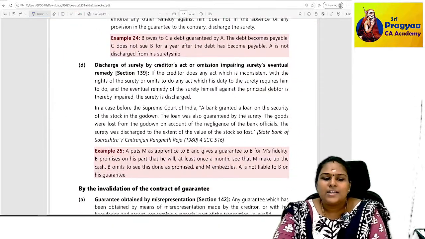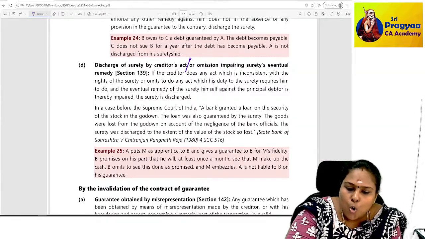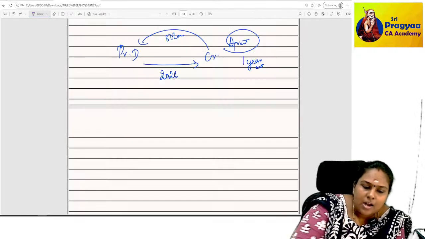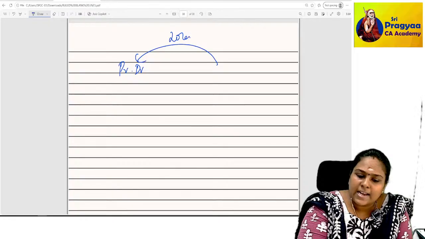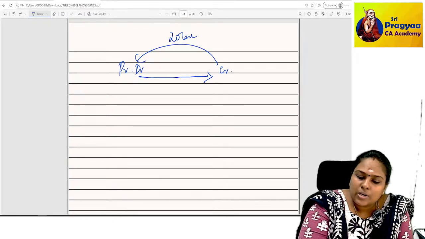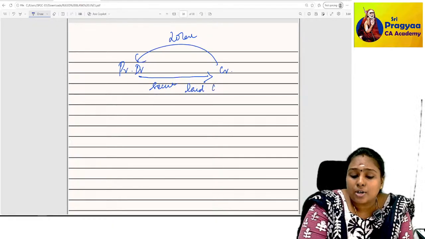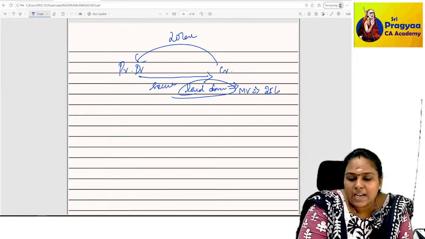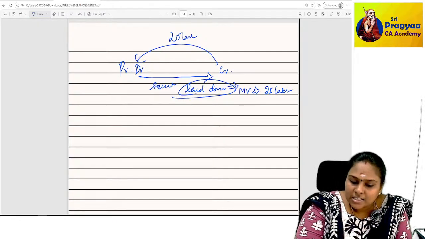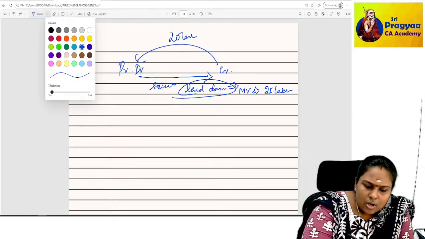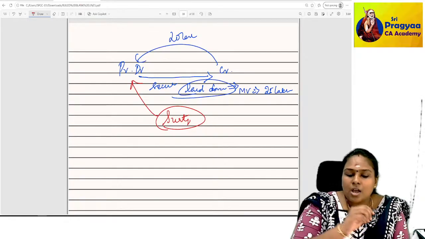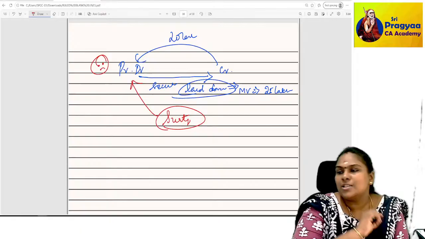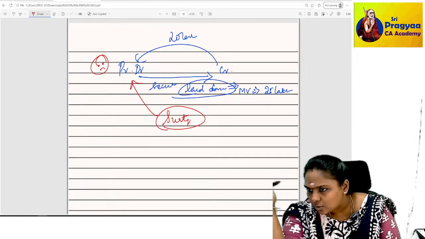Next item, discharge of surety by creditor's act or omission impairing the surety's eventual remedy. Now this we have already studied in the previous class. So the principal debtor has received a loan of, say, 20 lakh rupees, and to the creditor he has given some security, a land document. Now this land today's market value is, say, 25 lakhs. And for this transaction between the principal debtor and creditor, a surety also came into picture. He has given surety for this principal debtor. Now in this case, the principal debtor has become insolvent. He is not in a capacity to repay the loan.